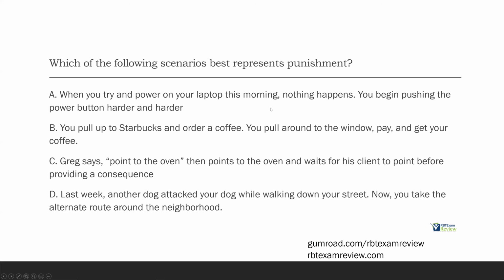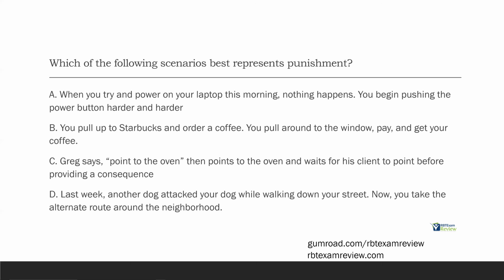C, Greg says, point to the oven, points to the oven, and waits for his client to point before providing a consequence. What is Greg doing? Greg's providing some sort of prompt, all right? Waiting for his client before he provides a consequence. Do we know the consequence in C? We don't. We don't know what the client does. We don't know how Greg reacts. We can't definitively say C is punishment.